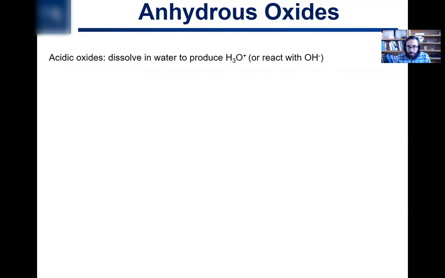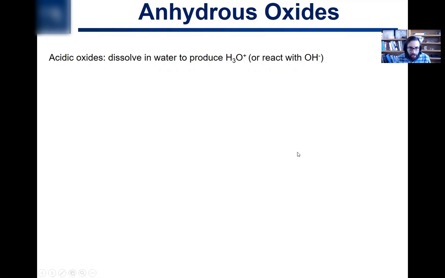In addition to your typical Bronsted acids, where there's very clearly an acidic proton, there's another class of acids called anhydrous oxides. You can think of these as Bronsted acids that have had their water molecule, or more than one water molecule in some cases, removed. But when you dissolve them in water, they will produce hydronium. An equivalent way of thinking about it is that they will react with hydroxide.